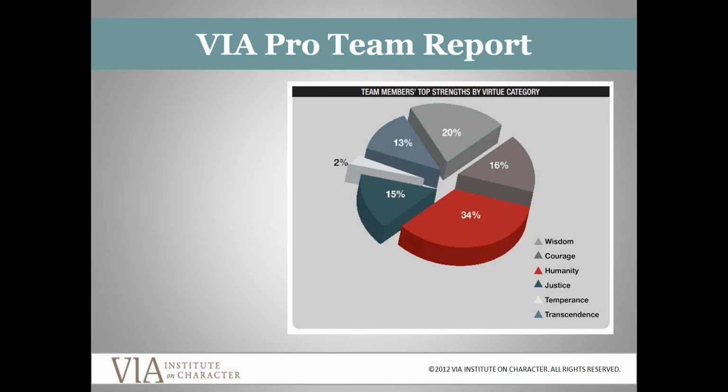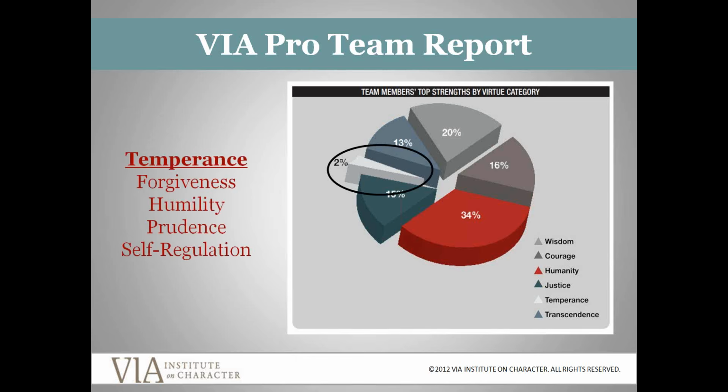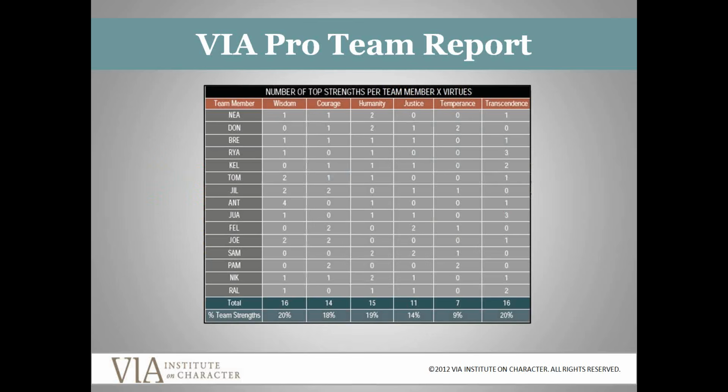The exception lies in the category of temperance. This category has the strengths of forgiveness, humility, prudence, and self-regulation. Therefore, the issue of considering how well this team tempers itself in order to get things done becomes an area of exploration. The next data table also reports data from the perspective of virtue categories.